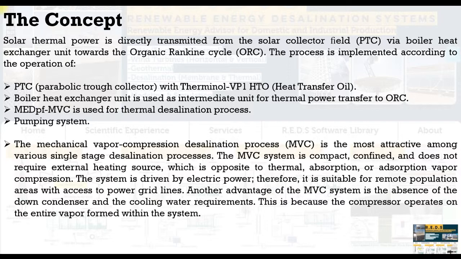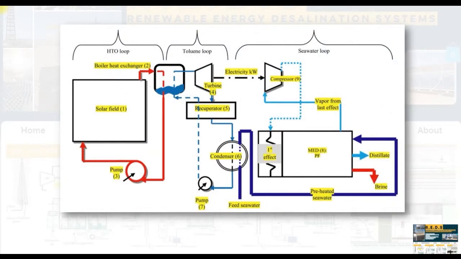It produces around 5,000 up to 10,000. Another advantage is the absence of the end condenser and cooling water requirements, if you compare against thermal vapor compression. This is because the compressor operates on the entire vapor formed within the system itself. Okay, these are the cycles that we are going to explain today.